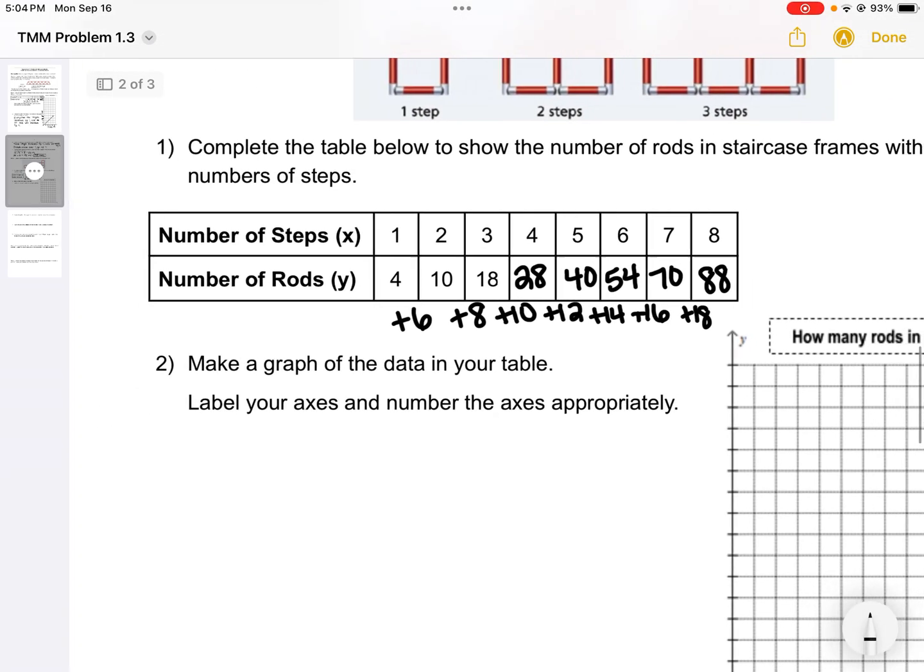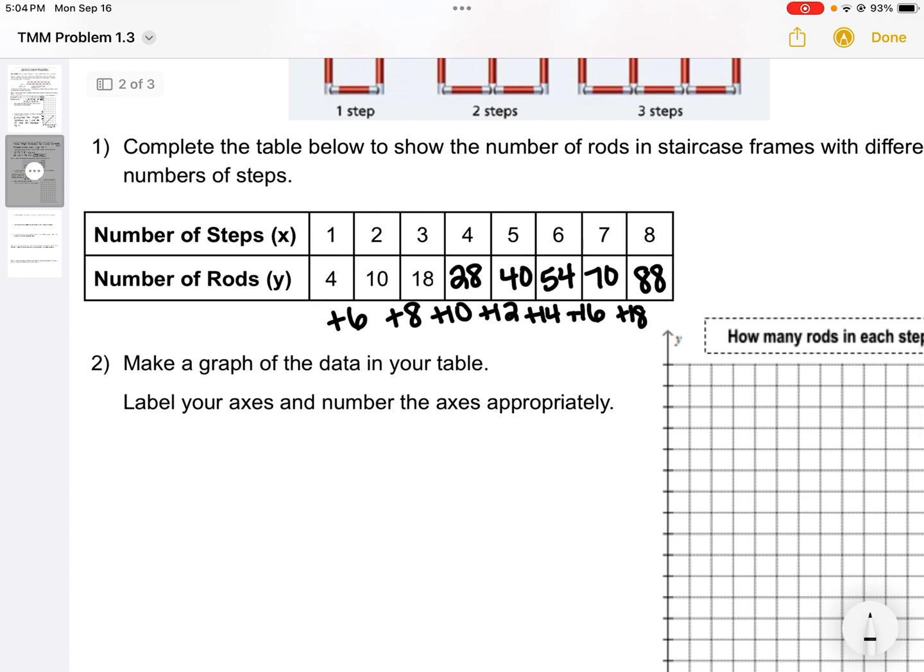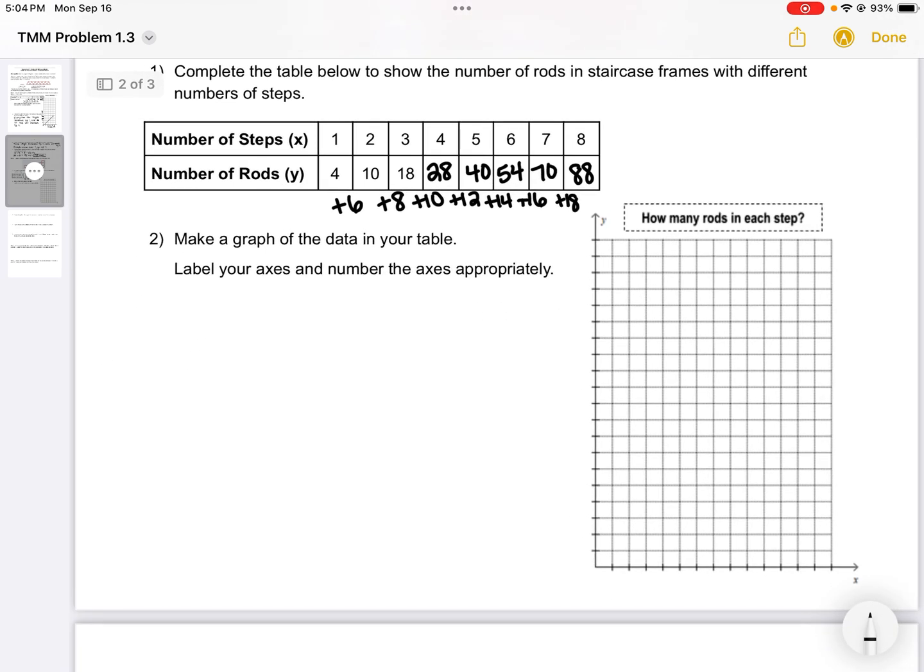So number 2, we need to make another graph of our data. We need to label our axes and number the axes appropriately. So if I come down here, I want to label my X first. I'm going to label that as the number of steps.